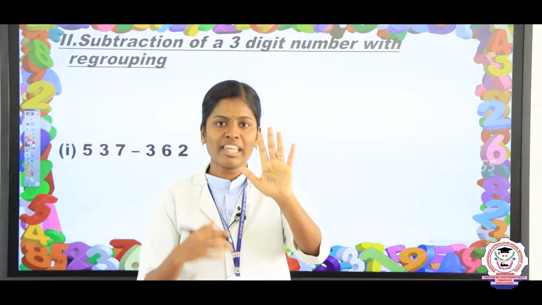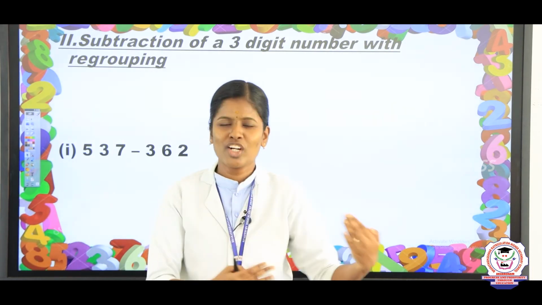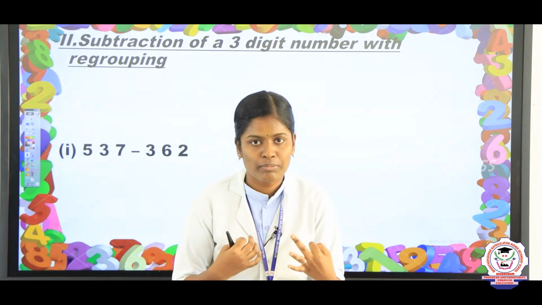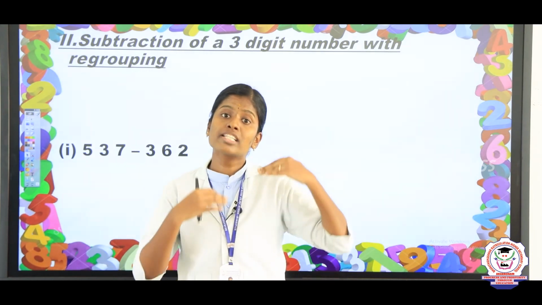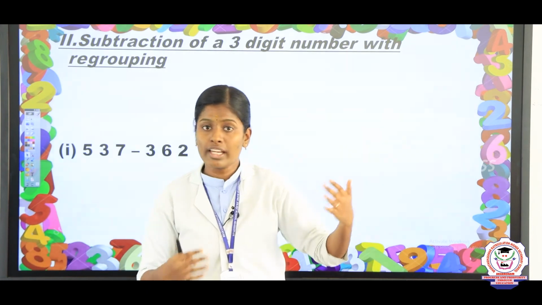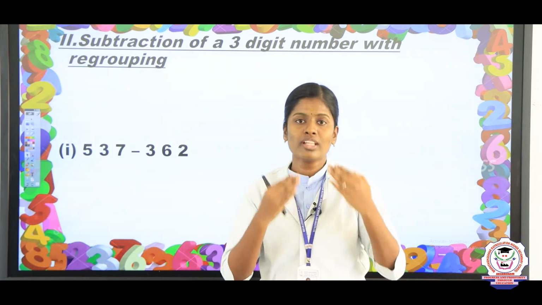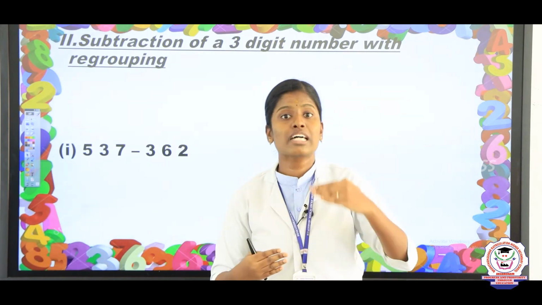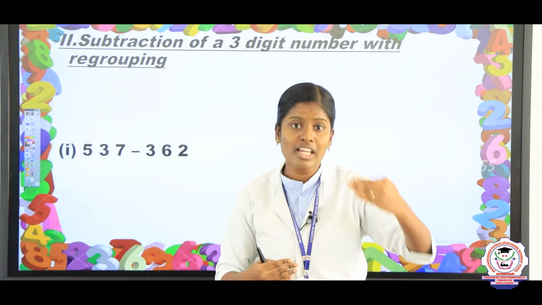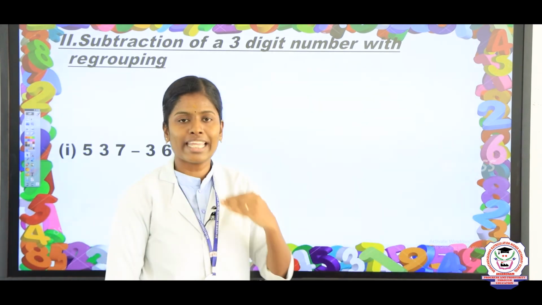For example, 5 minus 2. What is the answer, 5 minus 2? Very good. The answer is 3. That is called subtraction without regrouping. We have no borrow values there. Subtraction with regrouping means when we are doing the subtraction problem, if the sum has a borrow, that is called subtraction with regrouping.